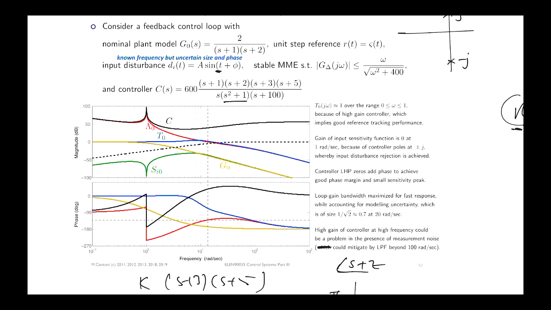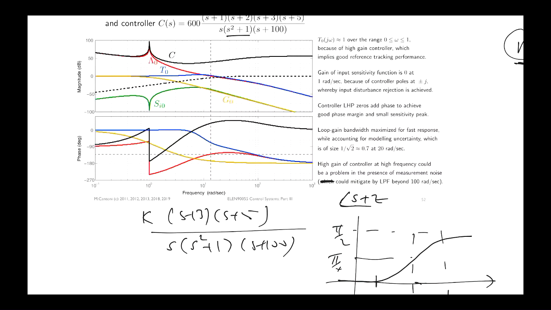This is there to track the reference. Okay, so why do we need these? Well, let's think about what the open loop transfer function looks like. It looks like this once we've cancelled the two stable poles. So this is giving us very high gain at low frequency, as required to make the output sensitivity function 0 at 0.